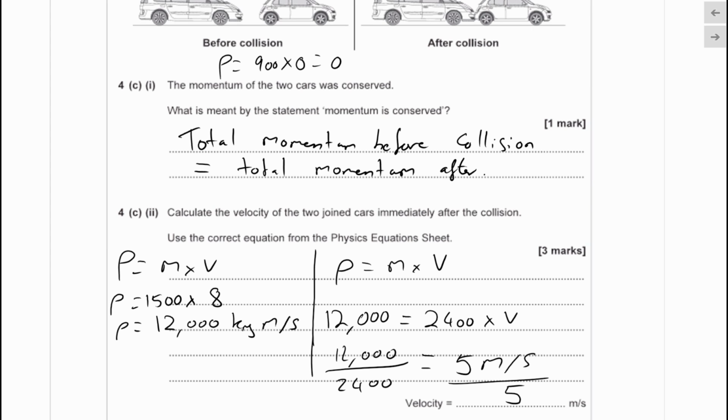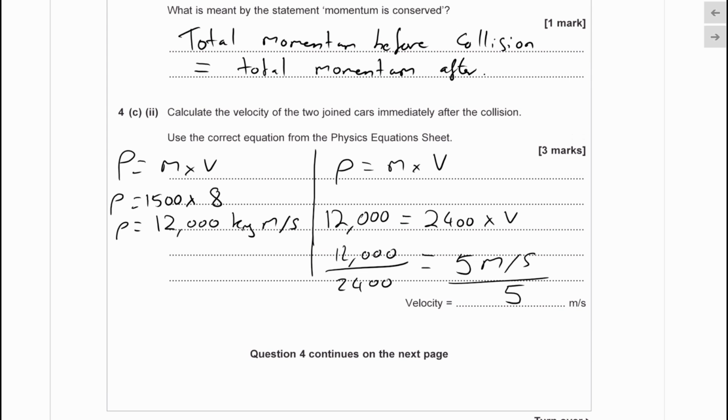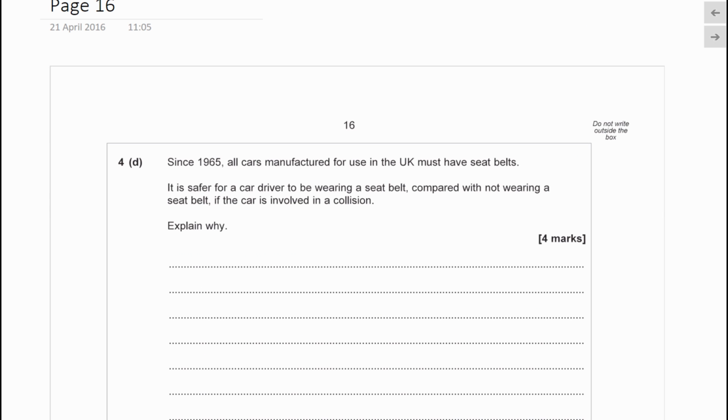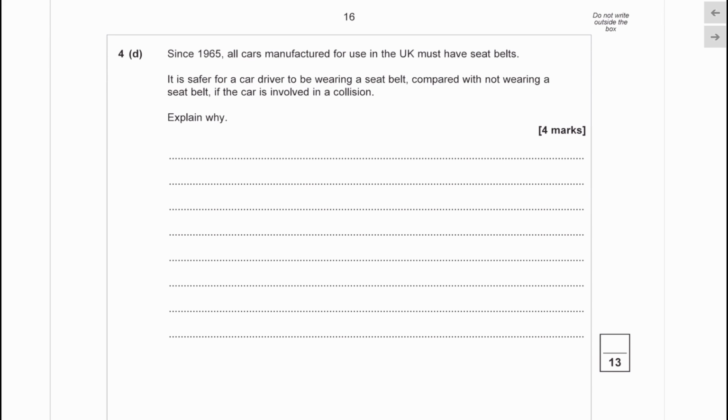Okay, so let's move on to the next part. We've got question 4D. It says, since 1965, all cars manufactured for use in the UK must have seat belts. It's safer for a driver to be wearing a seatbelt compared with not wearing a seatbelt if the car is involved in a collision.